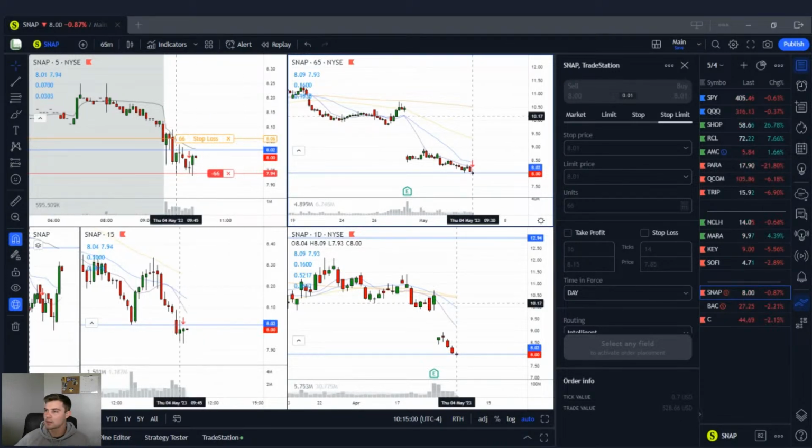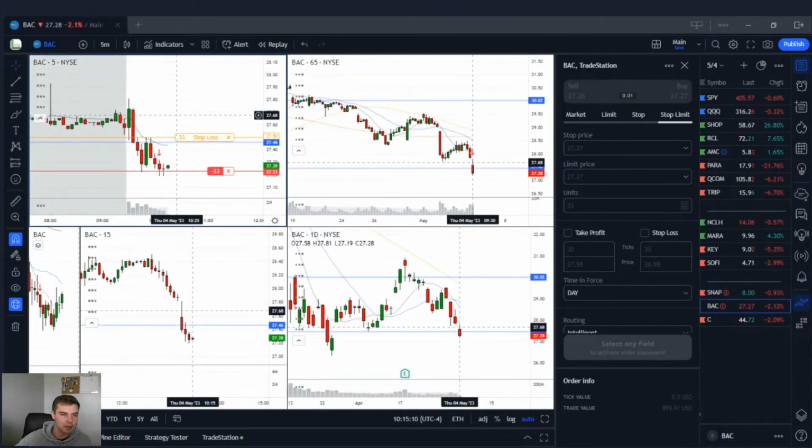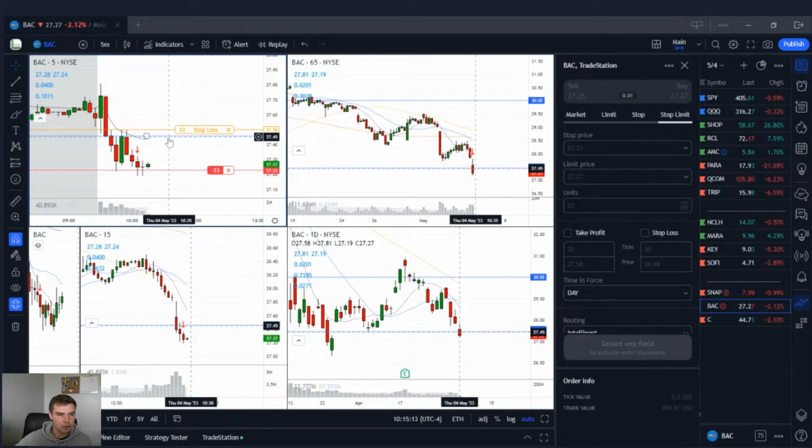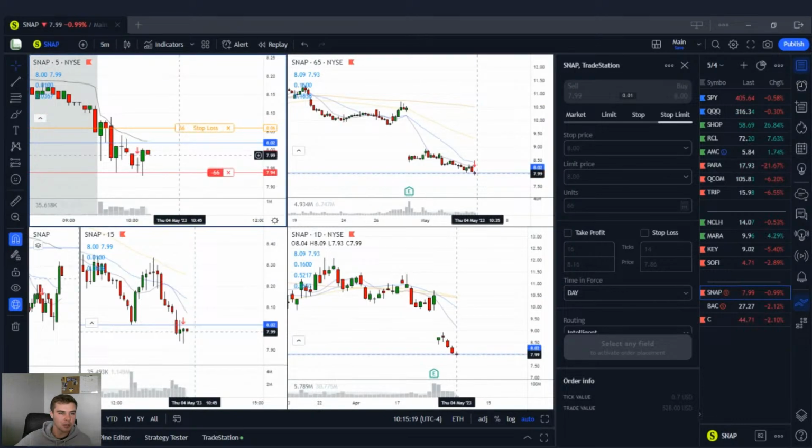Just chopping around, guys. We'll let the odds play themselves out, basically, at this point. Try to lower my stop down. Hopefully we get a breakdown here on some of these. Get a little bit more protection.